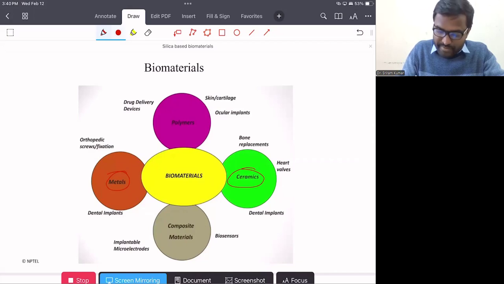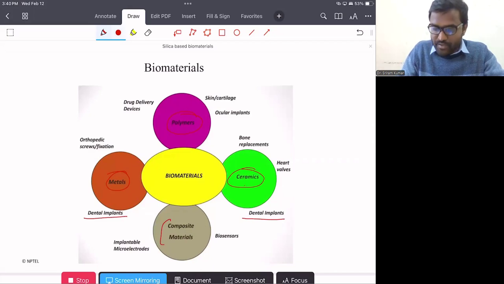So for example, in dental implants, we need metal-based materials, maybe titanium-based or zirconium-based. Maybe we have the dental implants where we need ceramic materials, maybe titanium oxide, zirconium oxide, those kinds of materials. Maybe we need composite materials, and maybe we need polymer materials.